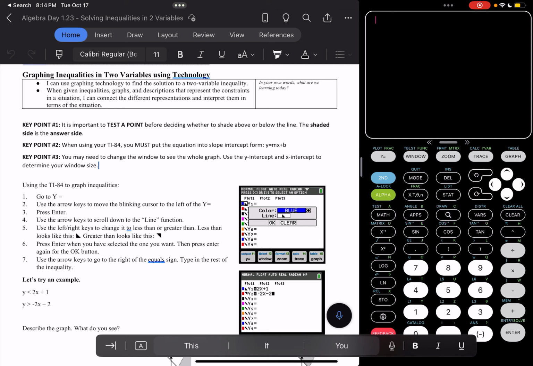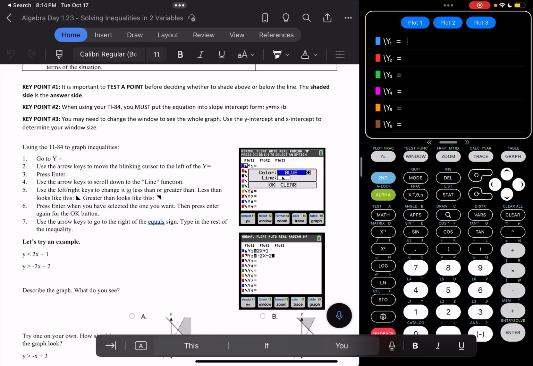So I'm going to go to y equals, and I'm going to enter my inequalities here. Now remember that before you put them in here, you need to put them into y equals form, because all of these already have the y equals here. So this has to be in slope-intercept form. So y equals, and then you're filling in the rest of that, okay?